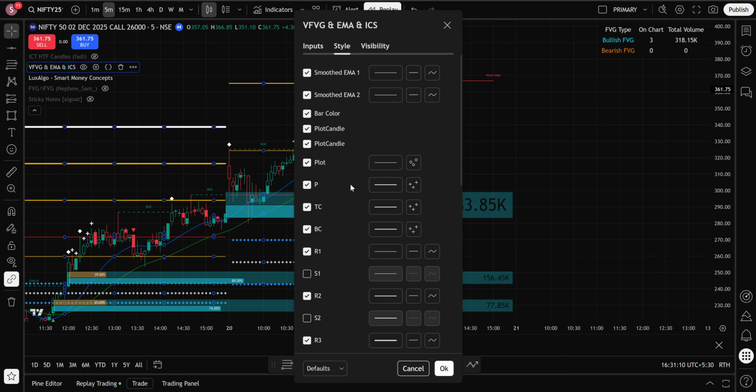I think everyone is aware of that. TC and BC are the top and bottom of the CPR. A lot of CPR concepts are available on YouTube also, and this works the same way: pivot, top pivot and bottom pivot.